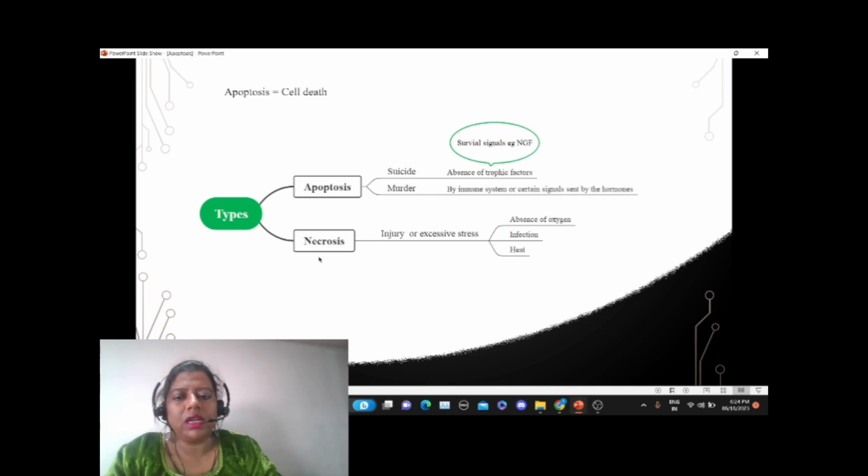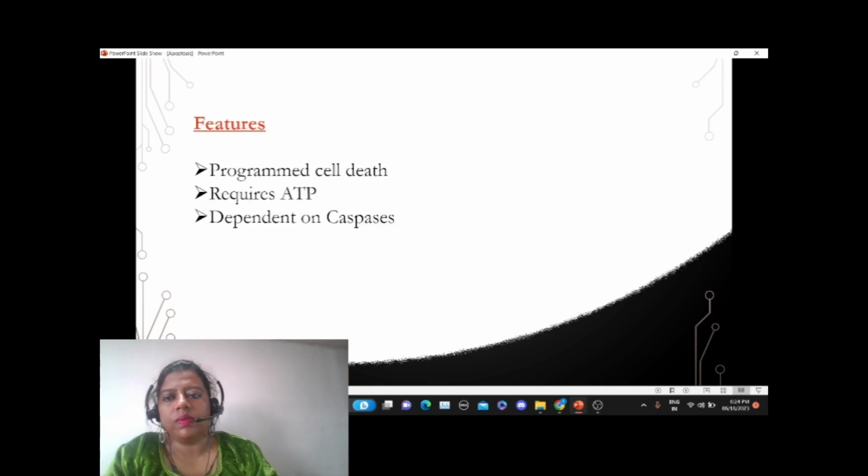The second type of cell death is necrosis. The cell undergoes necrosis in case of any injury or excessive stress. Injury may be due to some accident or something like that, and excessive stress like absence of oxygen, heat, infection, etc. In today's session, we'll be dealing with apoptosis in detail, where we'll study the salient features of apoptosis, the type of proteins involved in it, and the different types of apoptotic pathways. So we start our presentation with the features of apoptosis.